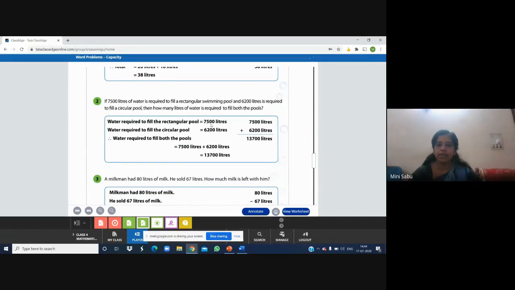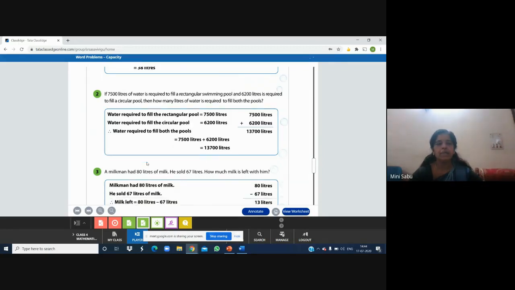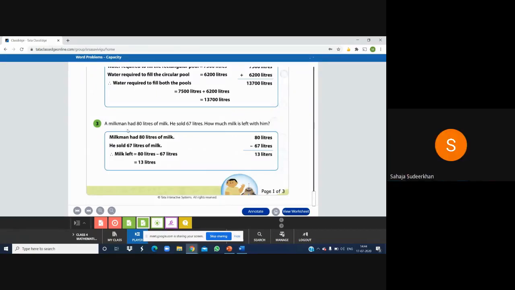Water required to fill the pool, rectangular pool, water required to fill the circular pool, water required to fill both. You will add, and here addition is shown. You got 13,700 liters. See, we used to write a sentence also. You can add that also. So, like that. Okay. Then a milkman had 80 liters.